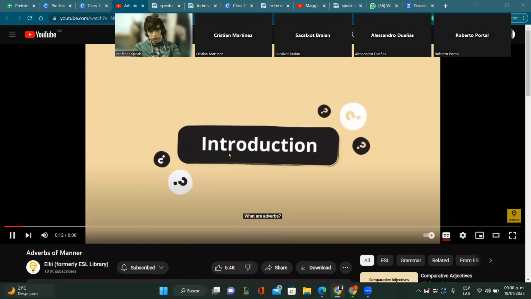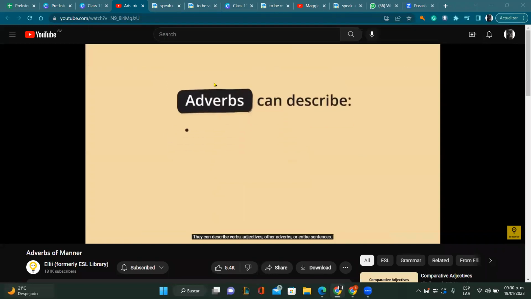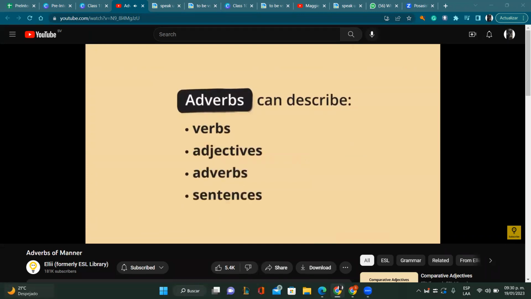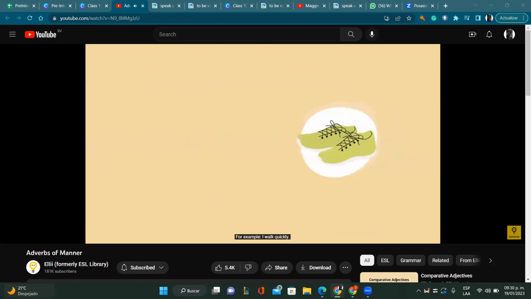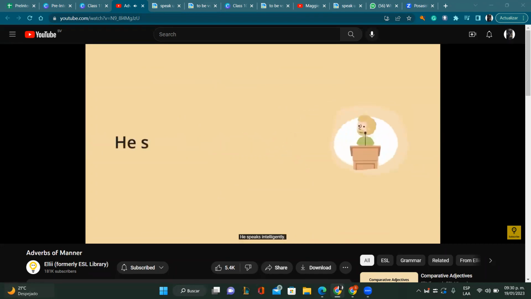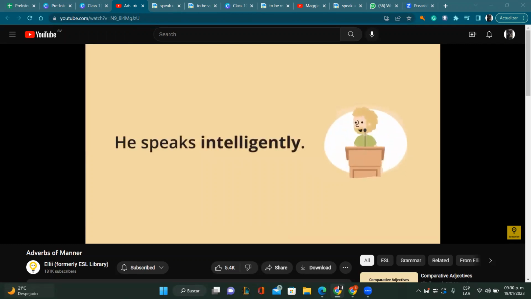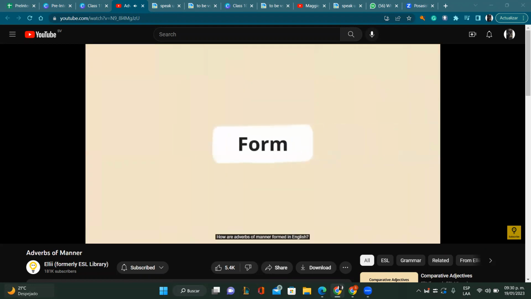What are adverbs? Adverbs can do many things in a sentence. They can describe verbs, adjectives, other adverbs, or entire sentences. Adverbs of manner tell us how someone or something performs an action. For example, I walk quickly. He speaks intelligently. My dog barks loudly.